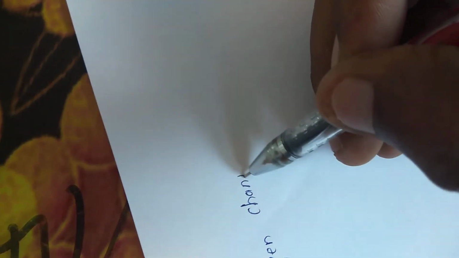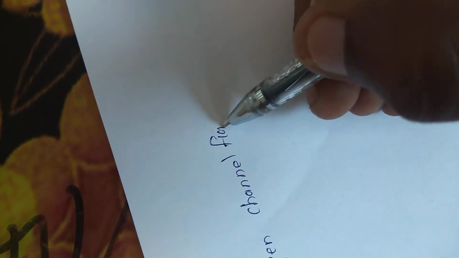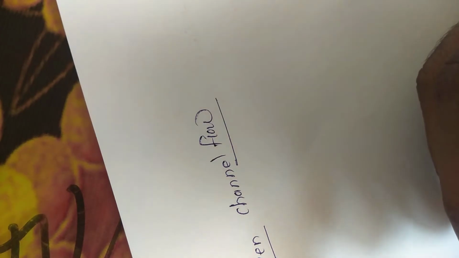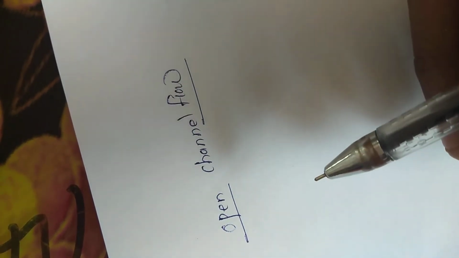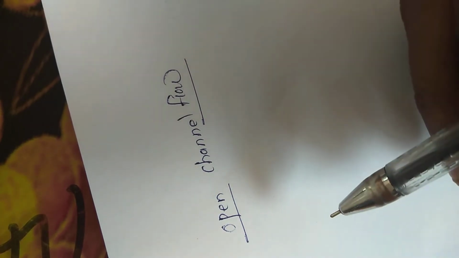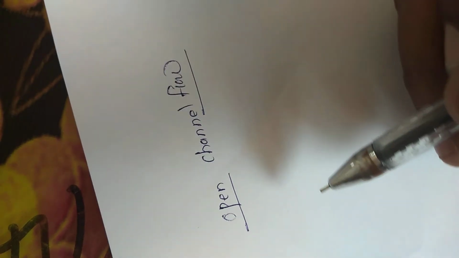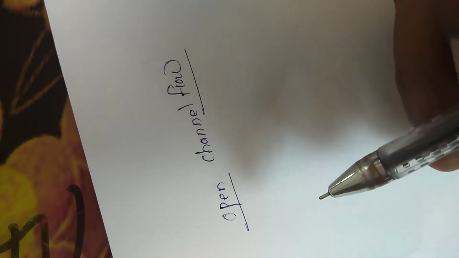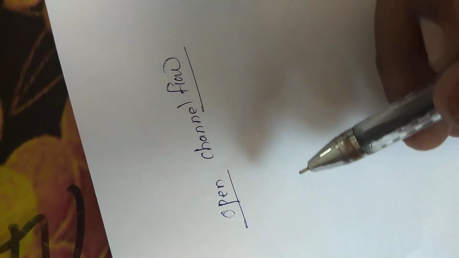We continue our chapter, open channel flow. So the next point is: we will find out the velocities in open channel flow of the liquid. By using two formulas, we find out the velocity of open channel flow.